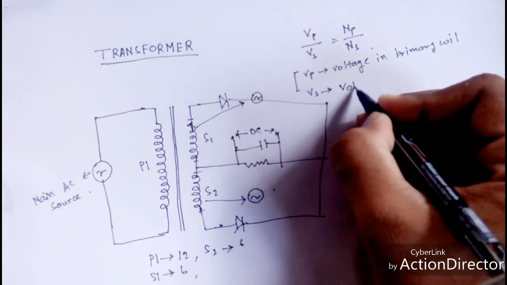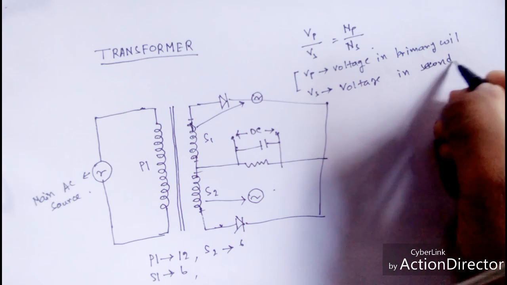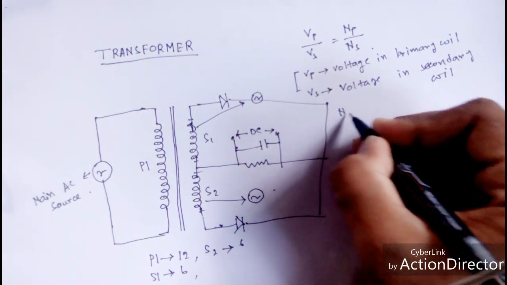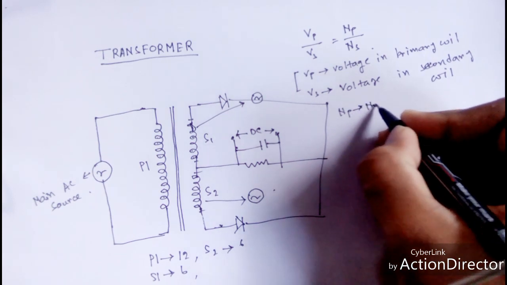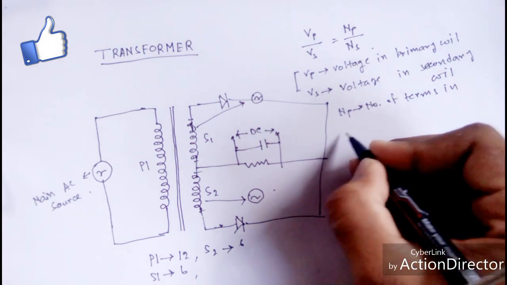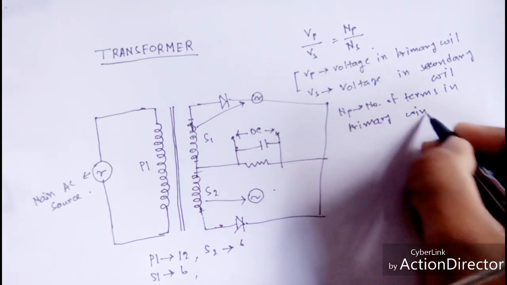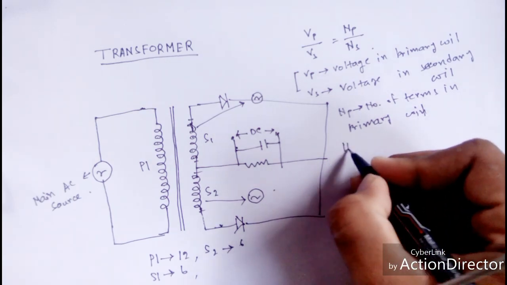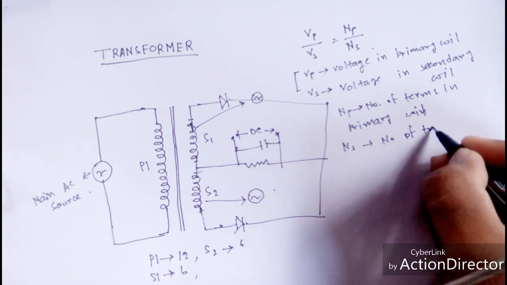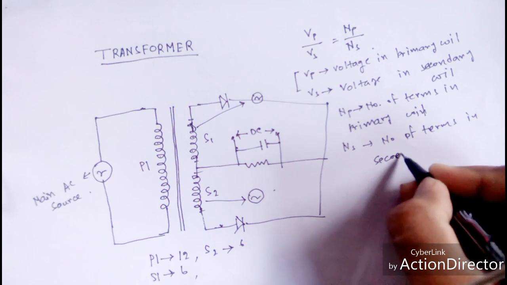Vs is the voltage in the secondary coil, and Np is the number of turns in the primary coil, and similarly Ns is the number of turns in the secondary coil.